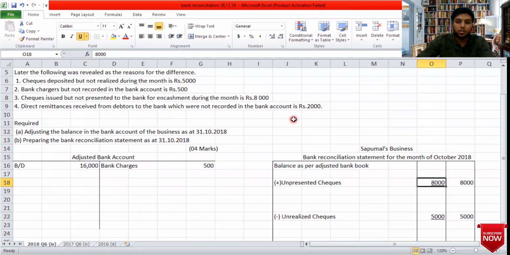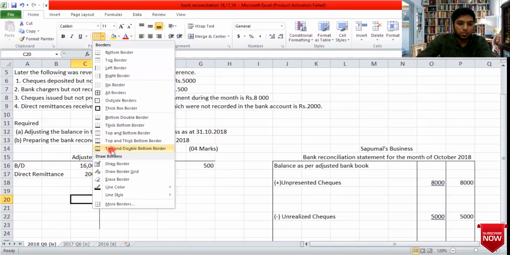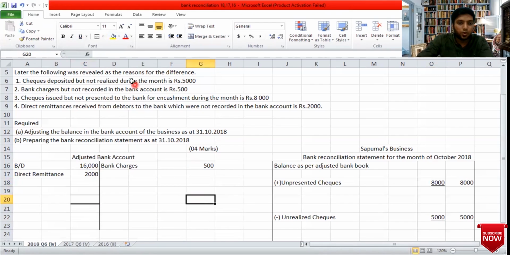Now you might think, okay, so this 2,000, where should I put it? I'll take it on the debit side because it's a receiving amount. It's 2,000 as direct remittance. Right. So now I'm going to balance the sum. That easy. The same thing you need to do for all these 3 years. The same way. There's no big change.